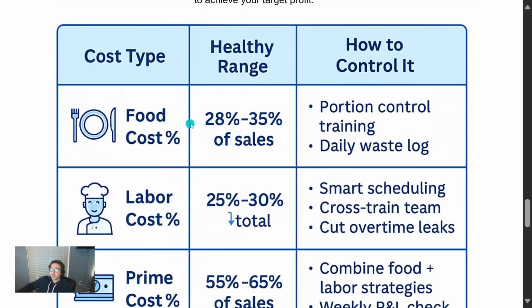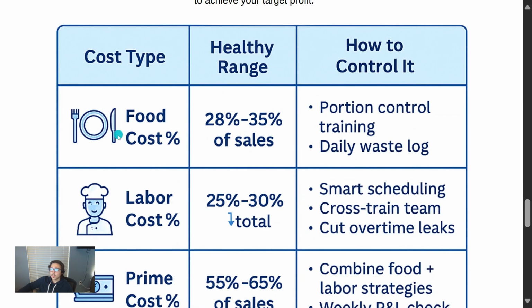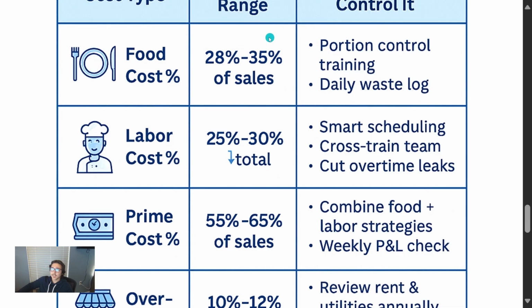So just going to give you a little visual chart here. Healthy range for food costs, 28% to 35%. Portion control, training, daily waste log. These are important. I think a lot of restaurants have a high food cost because they don't know how much they're wasting. Having good restaurant management software and putting those systems into place so you can log that properly is essential in understanding these numbers so you can keep within this range here, 35 being the max.